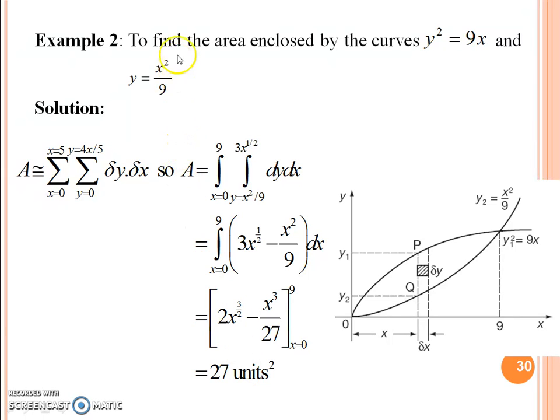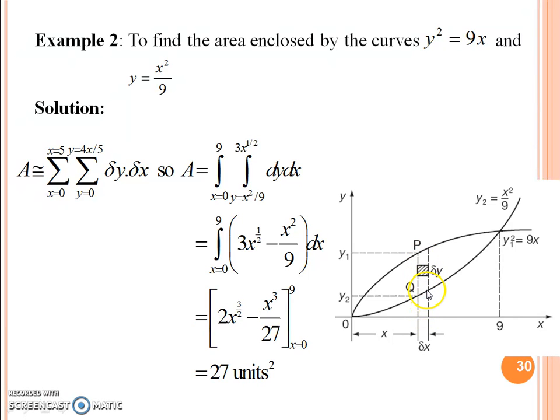In the next example, we find the area enclosed by the curves y square equal to 9x and y equal to x square by 9. These are two parabolas. We get the required region as shown in the figure. For finding this area, we have to consider a strip. We can consider a vertical strip or a horizontal strip.